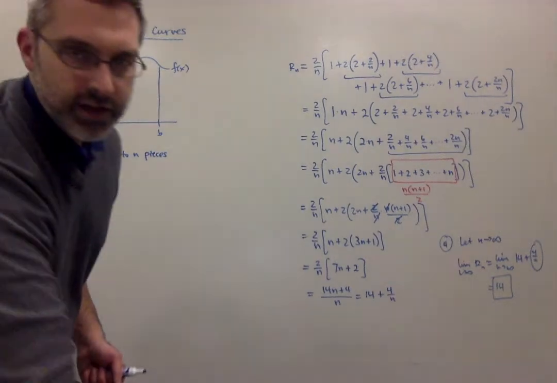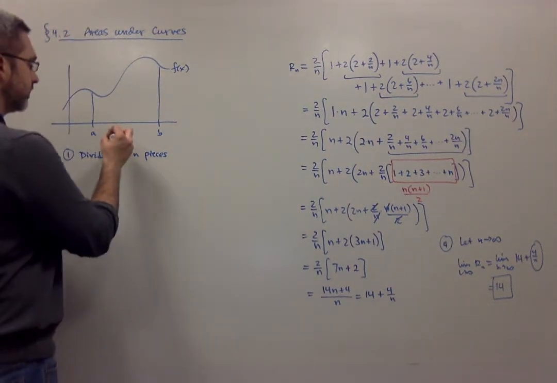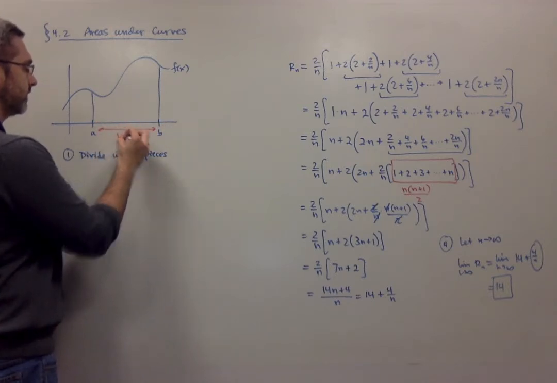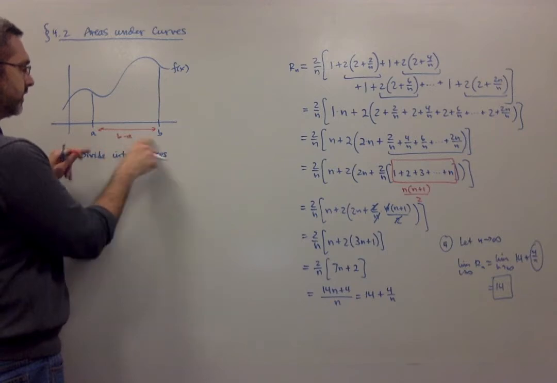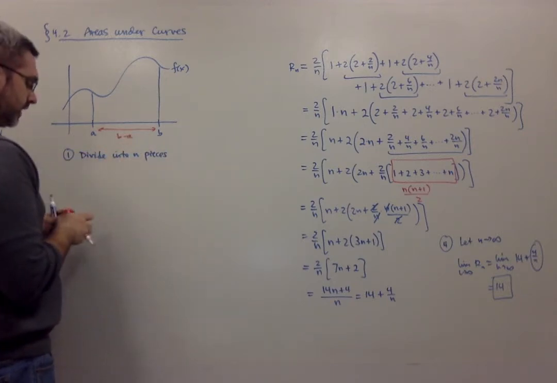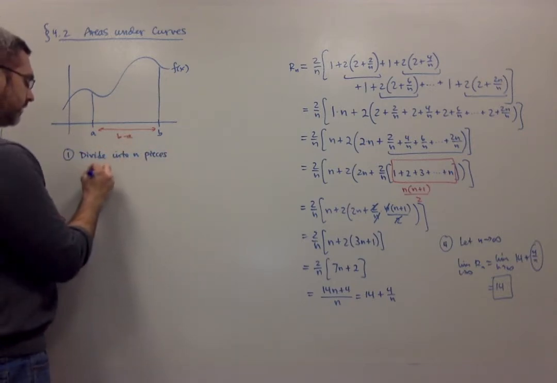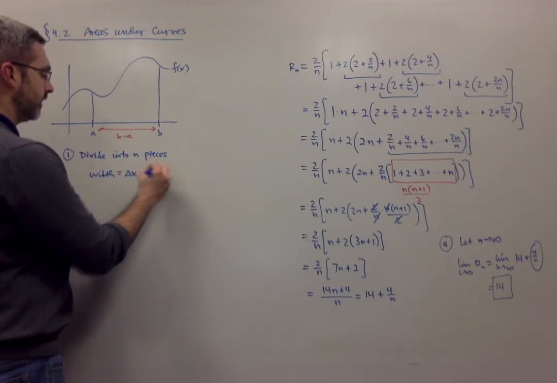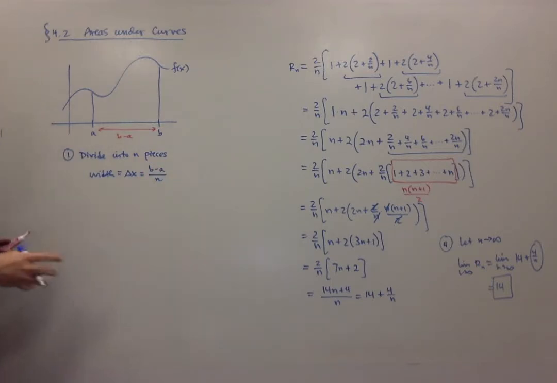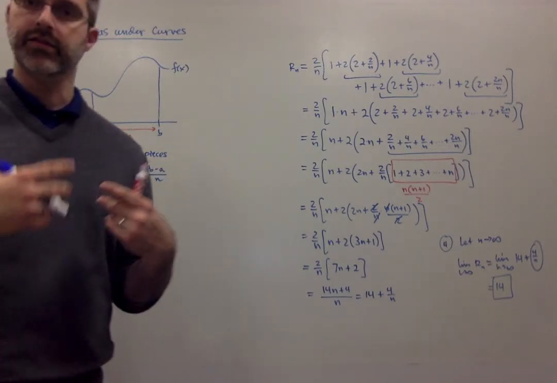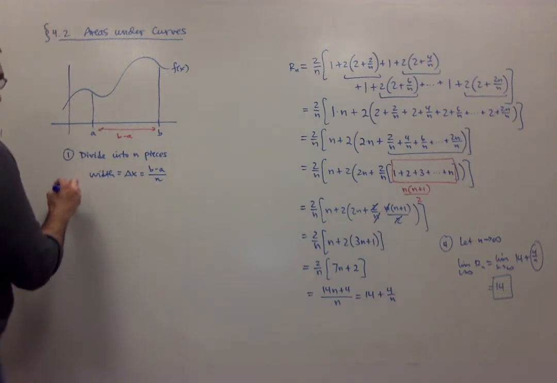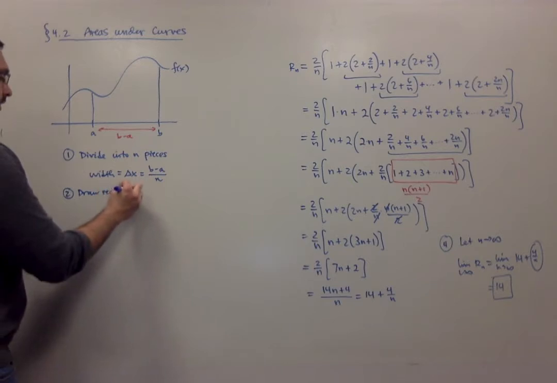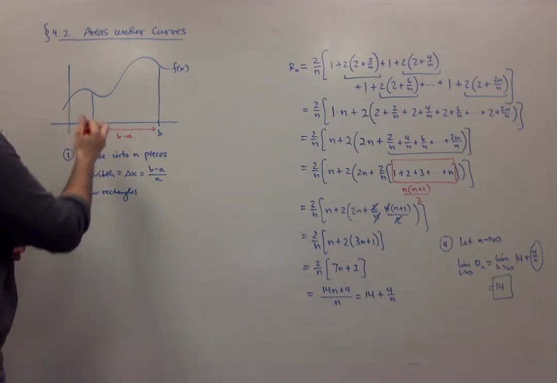Now, in general, you don't have to use this formula, but the width of this is b minus a. So if this was 5 and this was 2, the width would be 3. The width here, which we call delta x, is the overall width divided by n, whatever that is. That could be 3 over n or 5 over n or something. Then I draw my rectangles. Again, you don't have to use the right endpoints.